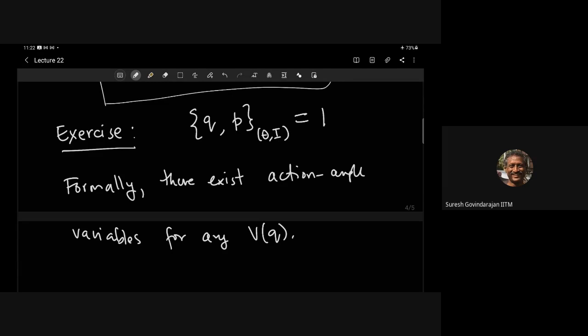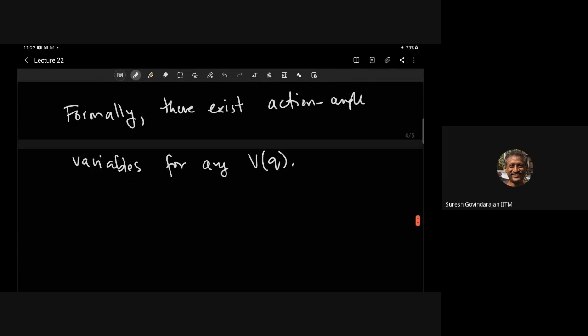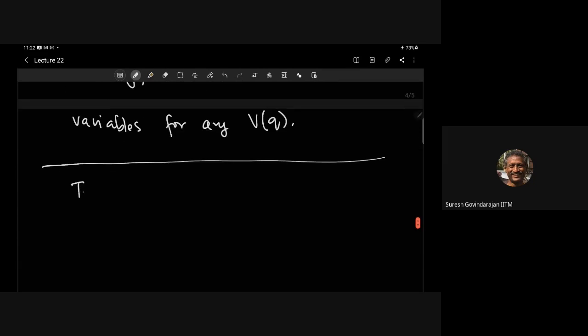Okay. So the thing is, it will be less explicit than it has been there. But this is one fact to remember, that we can always find action angle variables for Hamiltonian systems with 1 degree of freedom. So let's go on to 2 degrees of freedom.